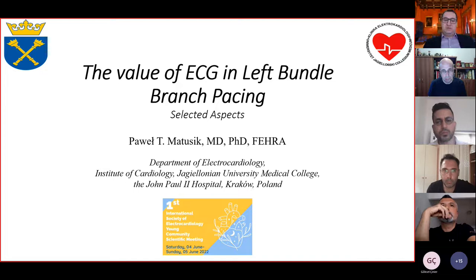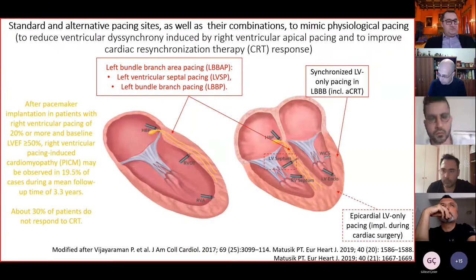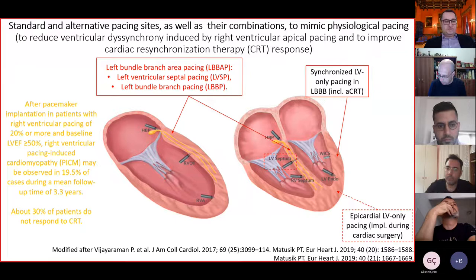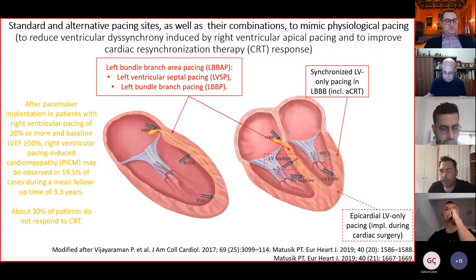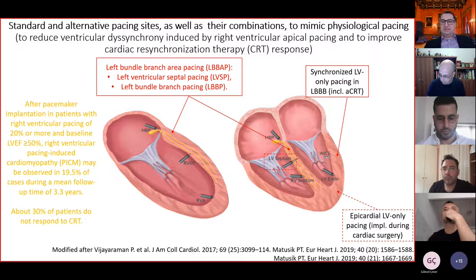As most of us surely know, after pacemaker implantation in patients with right ventricular pacing of 20% or more and baseline left ventricular ejection fraction of at least 50%, right ventricular pacing-induced cardiomyopathy may be observed in about 20% of cases during a mean follow-up of about 3 years. Moreover, about 30% of patients do not respond to CRT. Due to these obstacles, alternative pacing sites, as well as their combinations to mimic physiological pacing, were proposed.